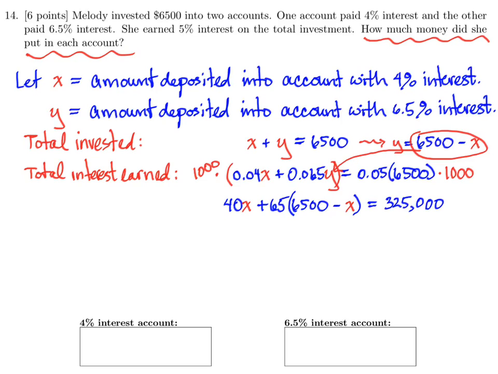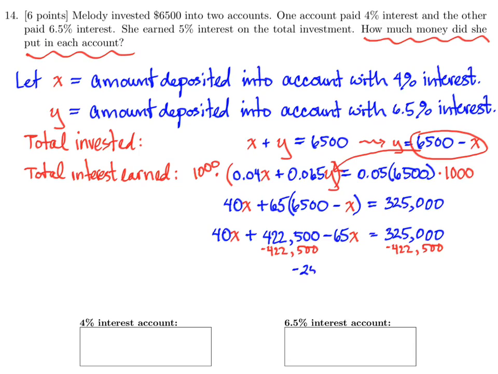All right, so now I have a single equation with only one variable, x. So let's distribute the 65. I get 40x plus 422,500 minus 65x is equal to 325,000. So now let's subtract the 422,500 from both sides. And also, let's combine the two like terms. 40x minus 65x is negative 25x. And then on the right, I've got negative 97,500.